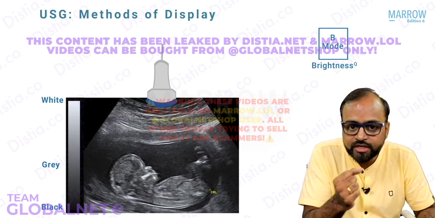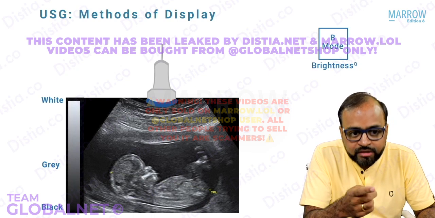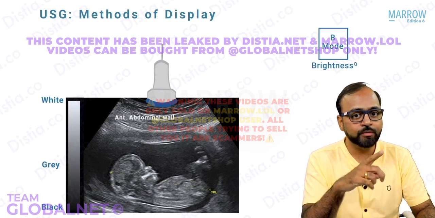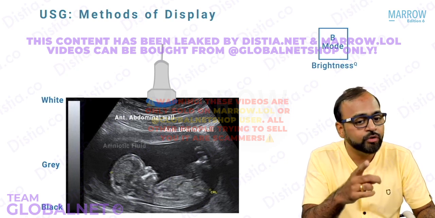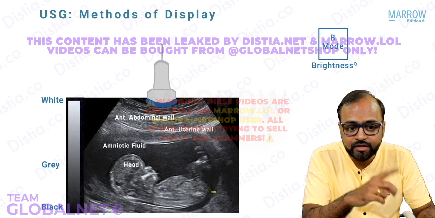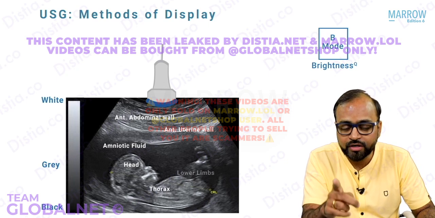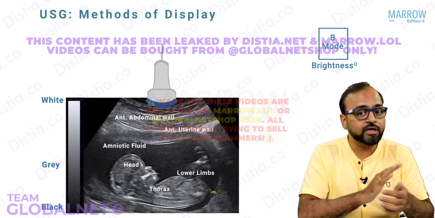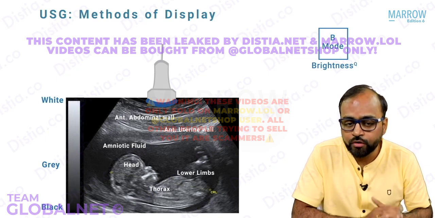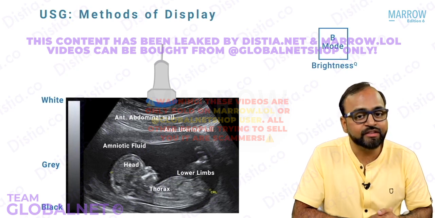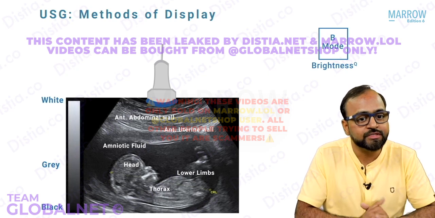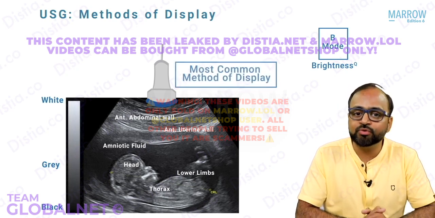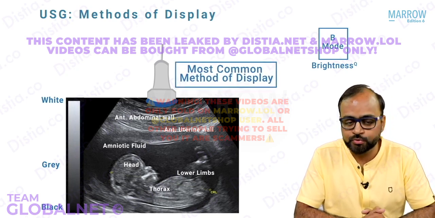Now what is this image? Can you identify? In this image you can clearly see the anterior abdominal wall, anterior uterine wall, right? The uterine cavity filled with amniotic fluid, and there is a fetus, the head of the fetus, the thorax of the fetus, the lower limbs of the fetus, isn't it? This is not a graph, this is an actual image of the patient's body, right? And therefore, because we are actually able to see those organs very well, this mode of display, B mode of display, is the most common method of display which is used.